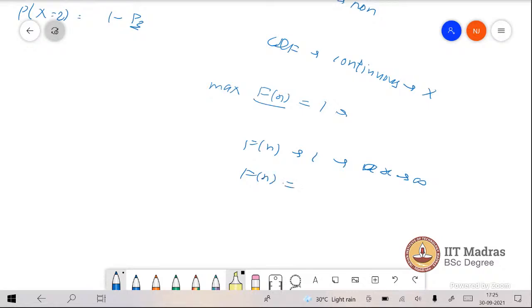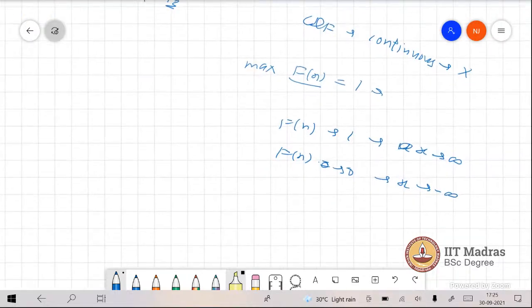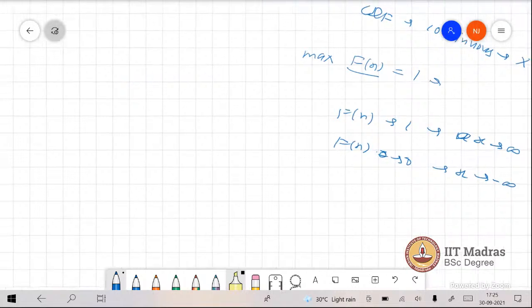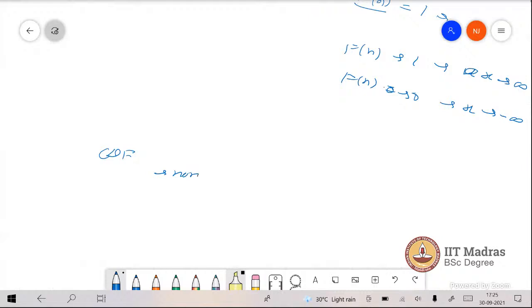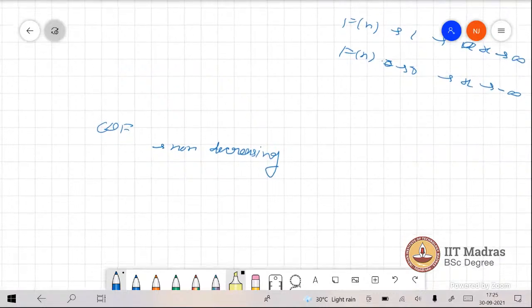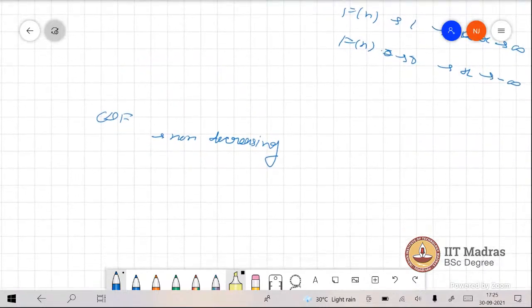So you can say that F(x) tends to 0 when x tends to minus infinity. These are some properties of a CDF function. CDF is always non-decreasing. Sir, can the CDF be constant? Yes, the CDF can be constant as well.